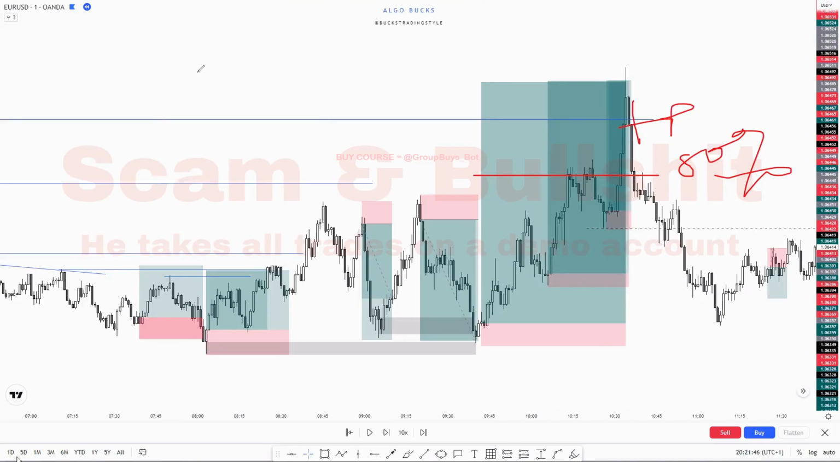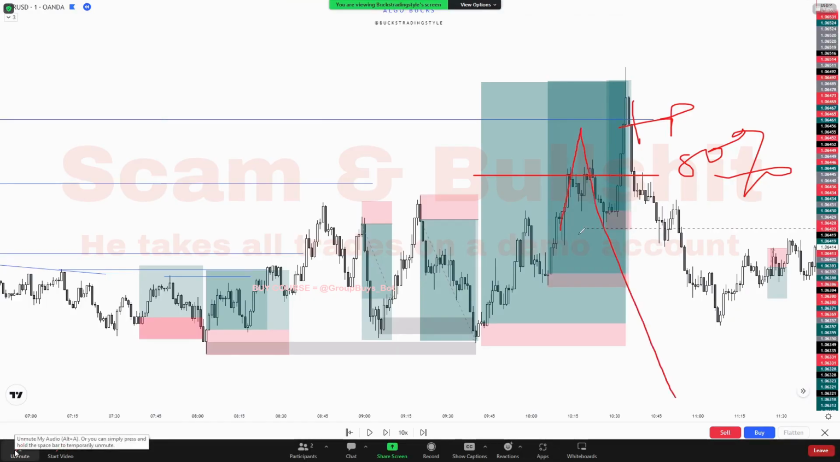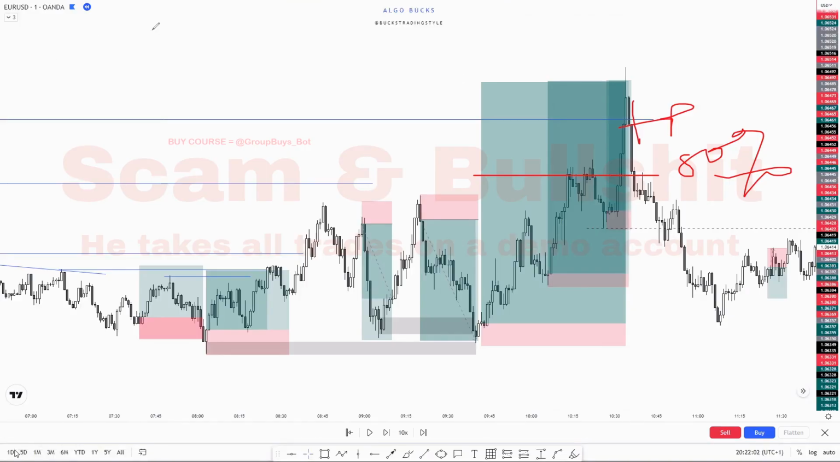Because if you are the type that doesn't take partial profit from your trade, price can just go higher, almost hit your take profit, and then go back down to take you out. That is very bad. It's a very bad thing to leave money on the table.